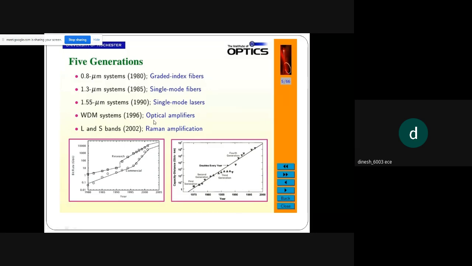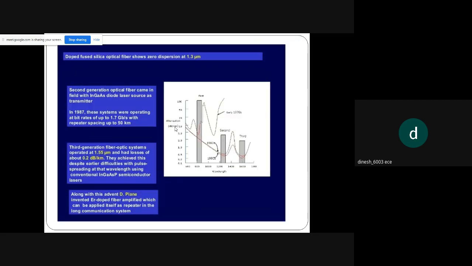Then in 1996, it was further developed to WDM systems, wavelength division multiplexing systems, by using optical amplifiers. Then it was further developed into the fifth generation by using Raman amplification with L and S bands during the year 2002. So these are the 5 generations of optical fibers, first window, second window, third window, depending on the wavelength.